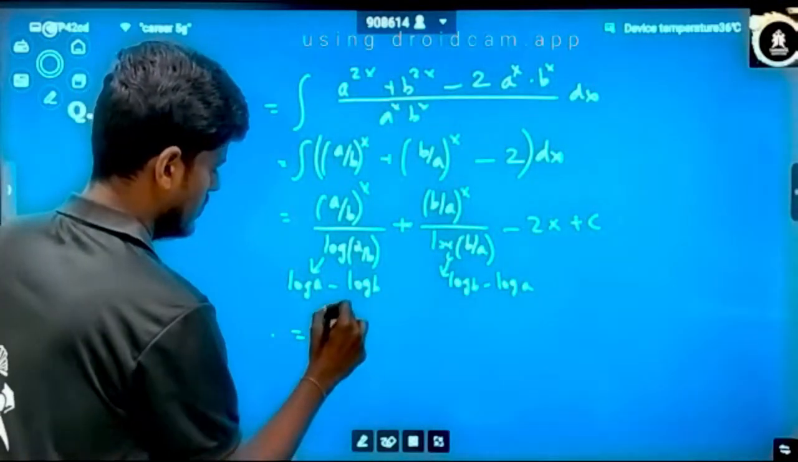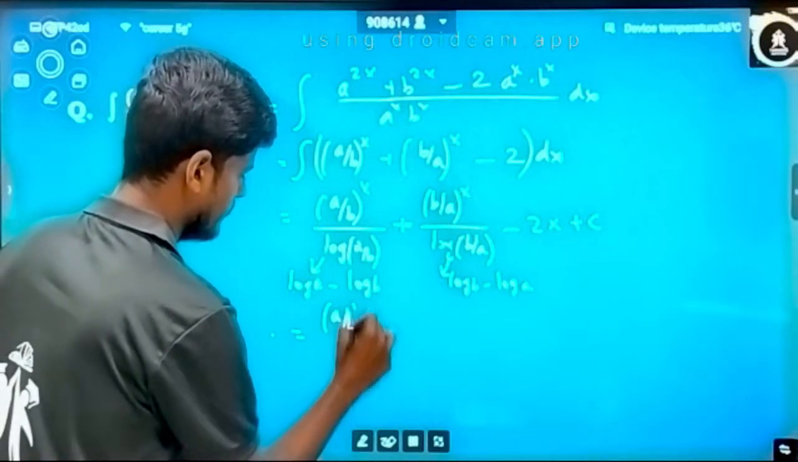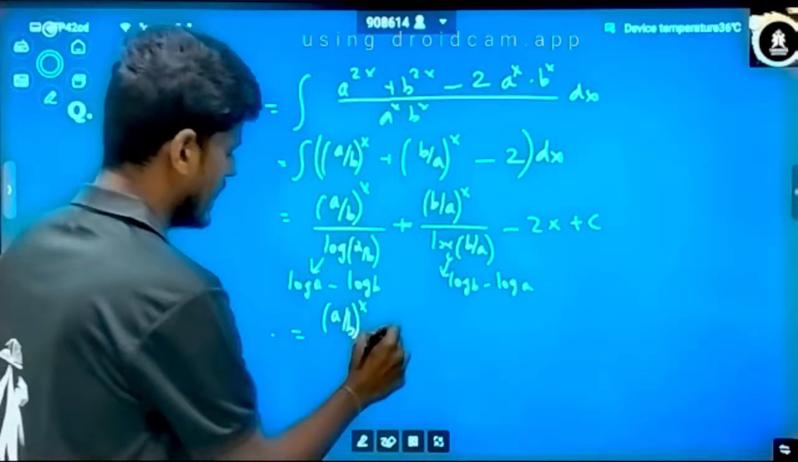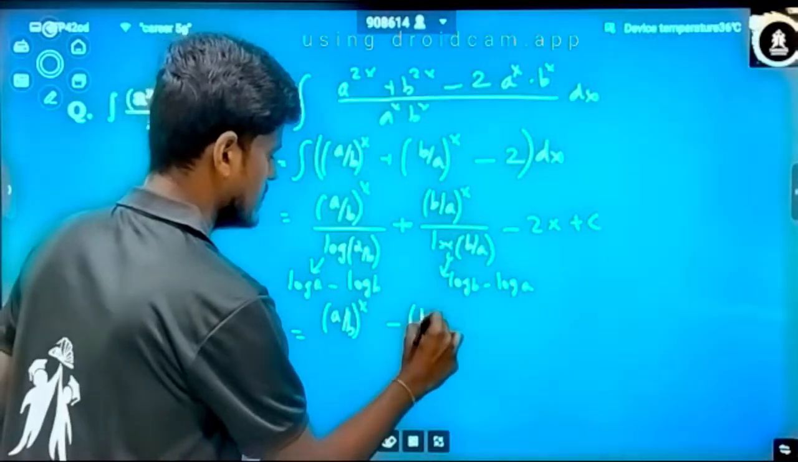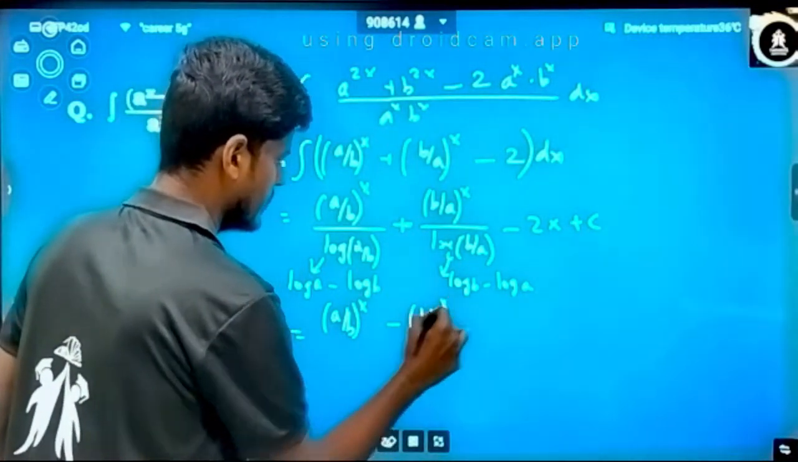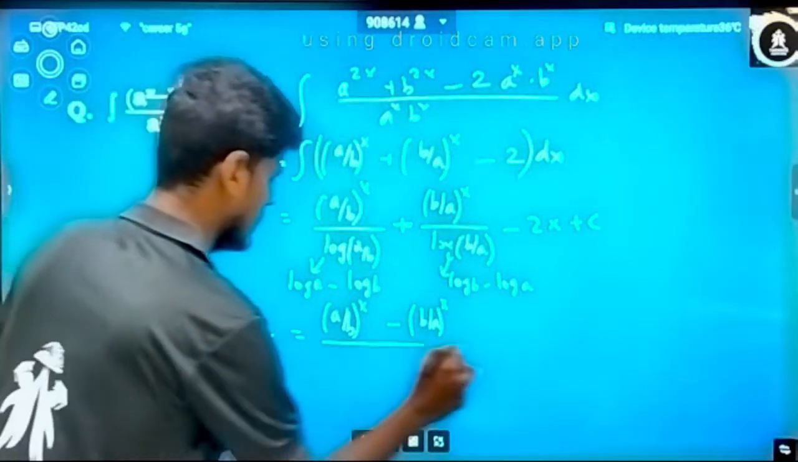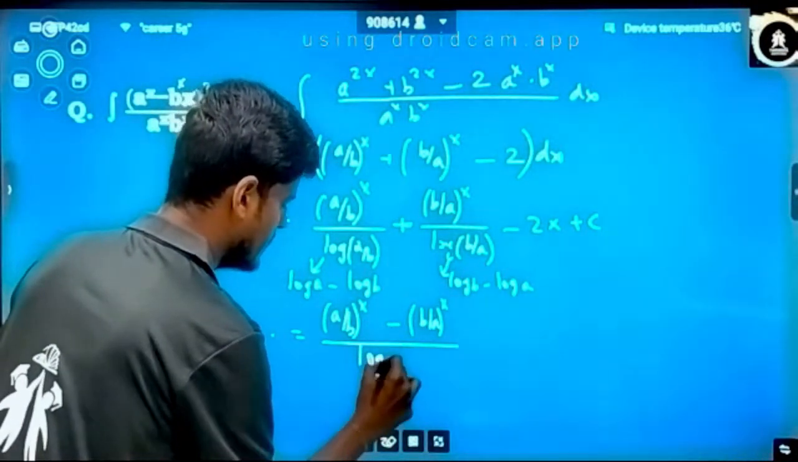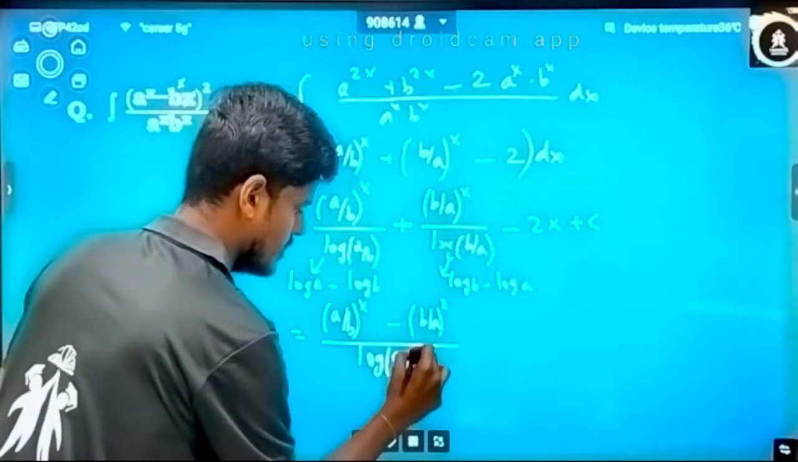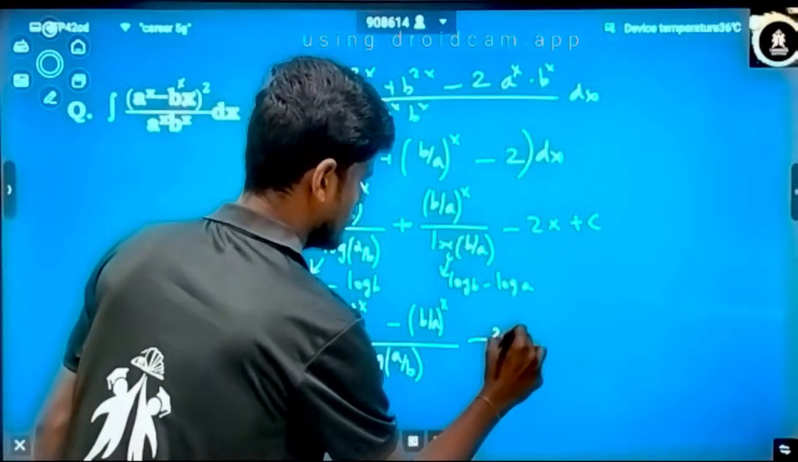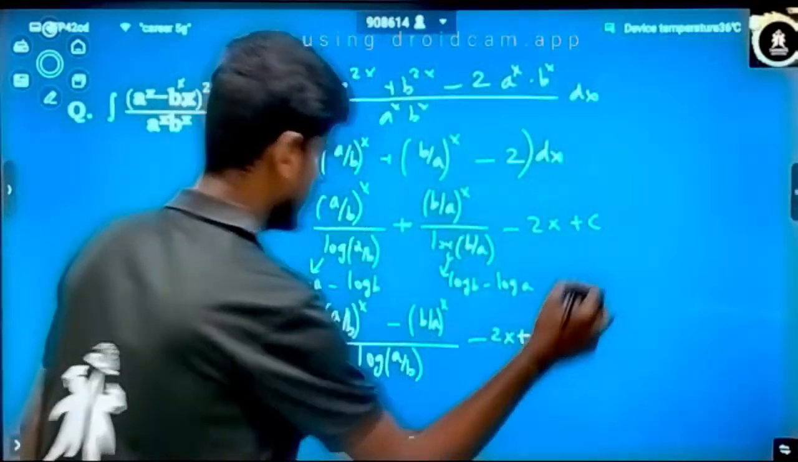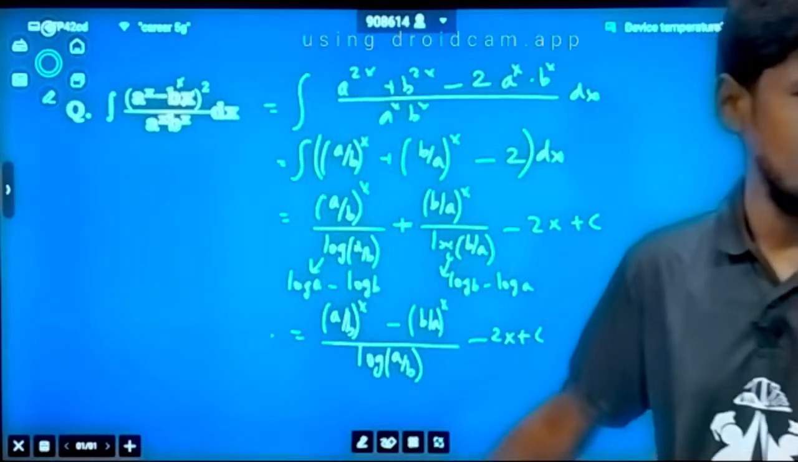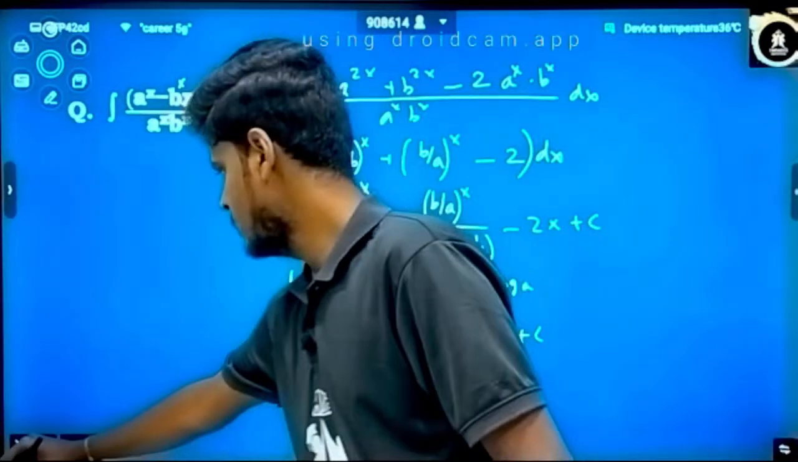This is equal to a by b power x. Change the sign. That means this will be minus b by a power x. Denominator will be same, divided by log a minus log b. That will be log of a by b, minus 2x plus constant. This is the answer. Clear now students how to solve easy questions?